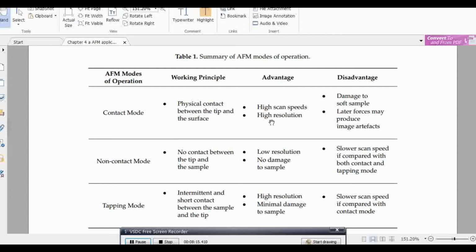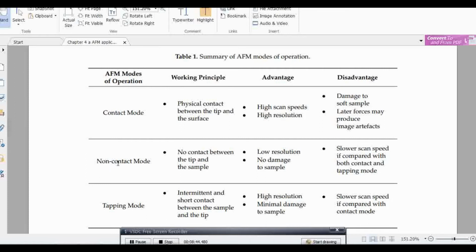Advantage: high speed scan, high resolution, because the tip is quite close to the samples, or ultimately touching the samples. Disadvantages: damage to the soft sample. Lateral forces may produce image artifacts. I mean the scanning you do after that may produce the image artifacts.